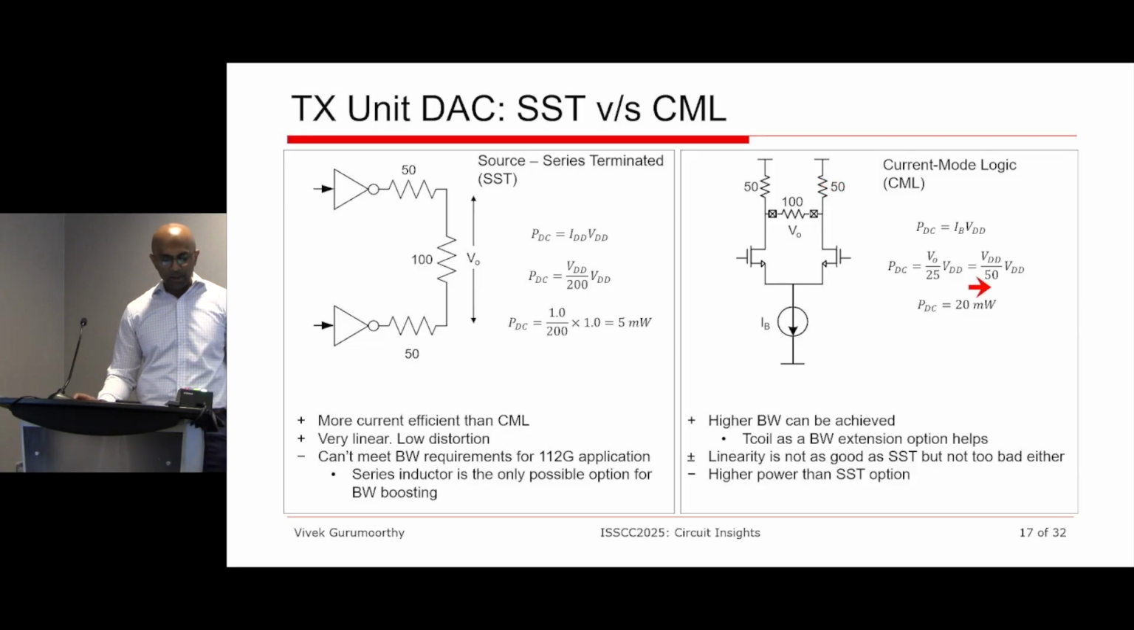So for a given swing and a given supply voltage, if you do the math and look at the power comparison between these two, the SST-based DAC, which is also called a voltage mode DAC, has almost 1/4 the power of a CML DAC, which is also called a current mode logic DAC, right? So obviously, in terms of power consumption, this looks pretty small, but are there any other advantages to it?